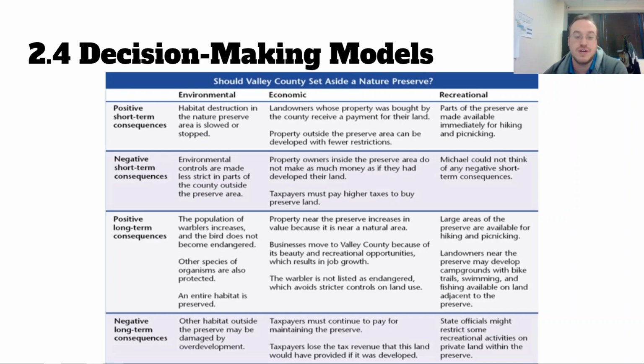Similarly, other species of organisms are going to be protected. They do not go into detail about the other species because their big concern is the warbler population, because it's at risk of becoming endangered. The positive long-term consequence of an entire habitat being preserved is kind of a catch-all because the entire habitat covers animals and plants, and even the bacteria in the soil.